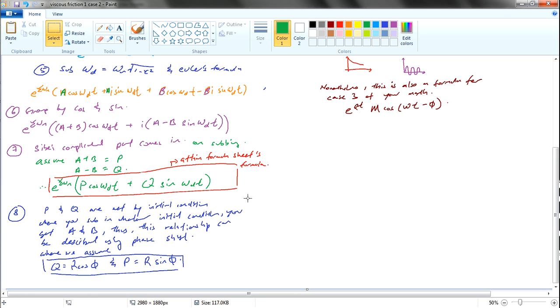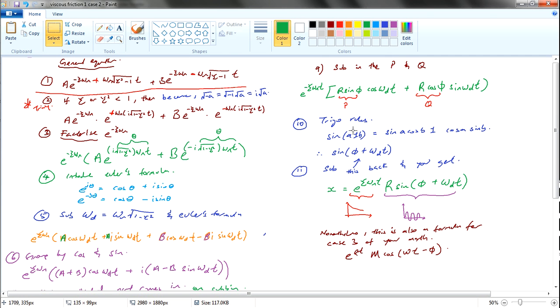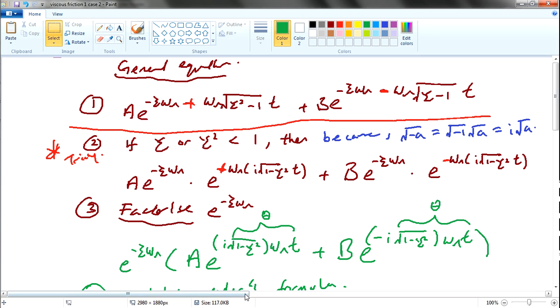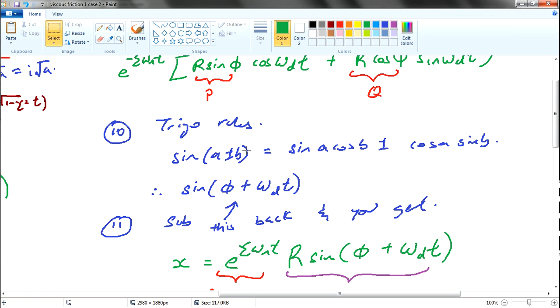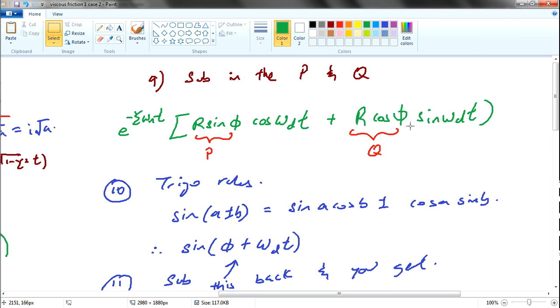You're just simply subbing in, P equals R cosine theta. I didn't change anything, so this is P and this is Q. The rest I didn't touch. So now you have sine and cosine, cosine and sine, which in a certain sense is a trigo rule already, right?